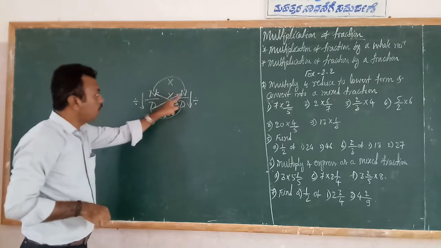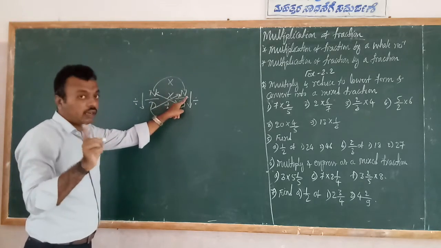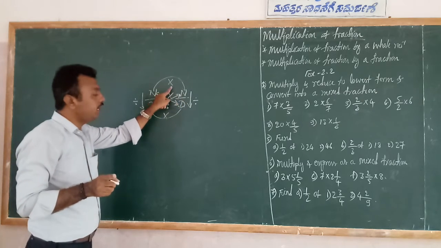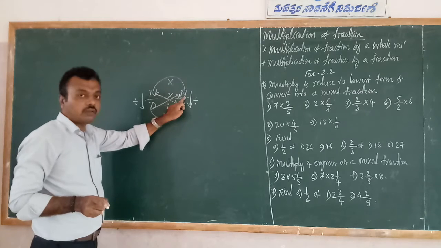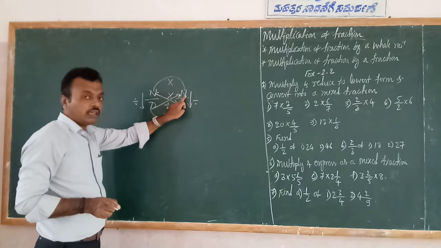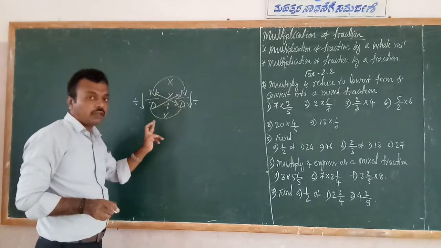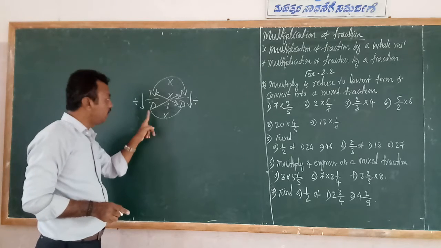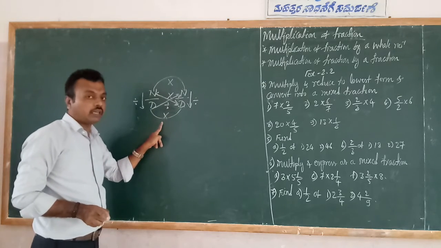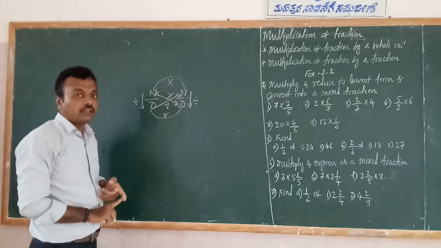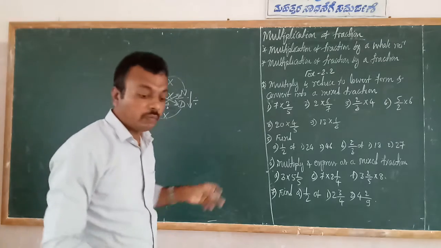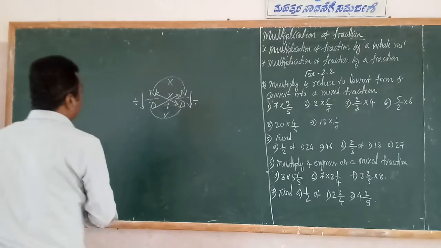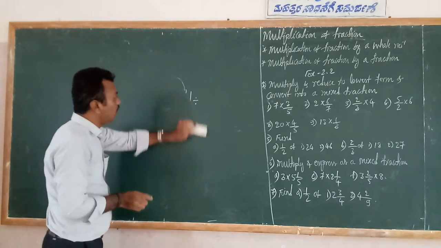But numerator with numerator cannot divide, because this is a numerator portion and this is also in the numerator place. Both are numerators, so they cannot divide, they will become multiplication. Like this, denominators also become a multiplication, not a division. Understood? This rule we have to keep in our mind. We have to memorize it. So this is the rule of multiplication.